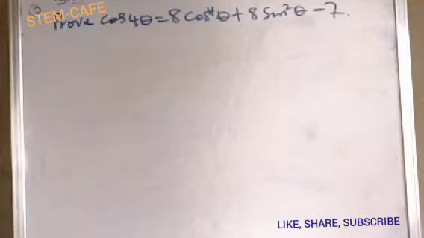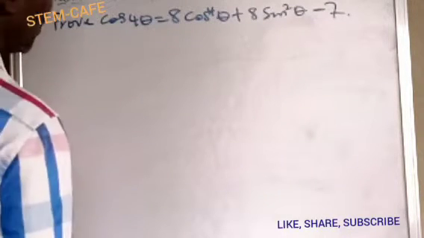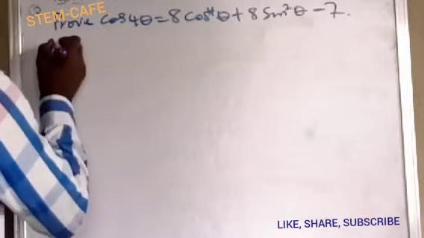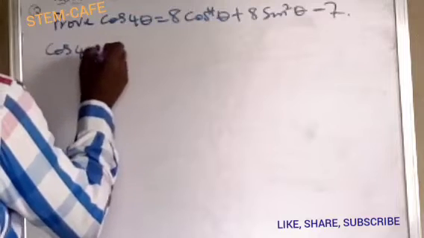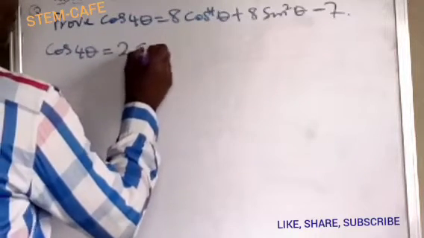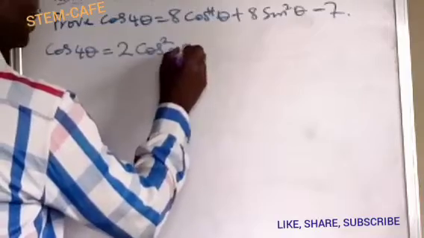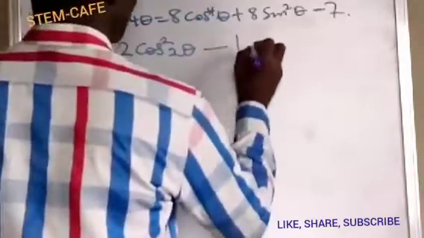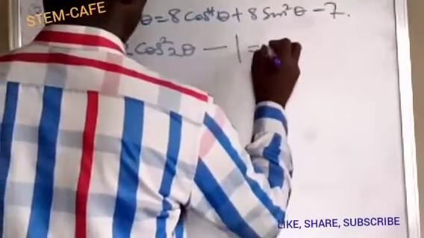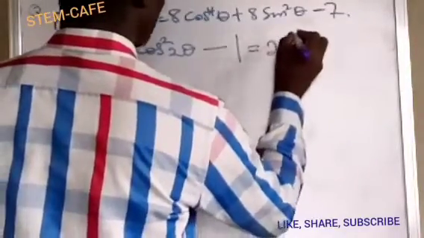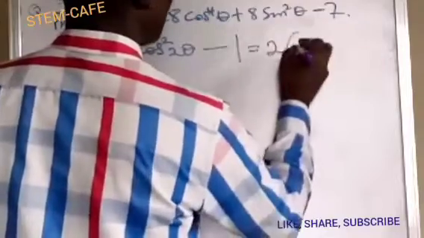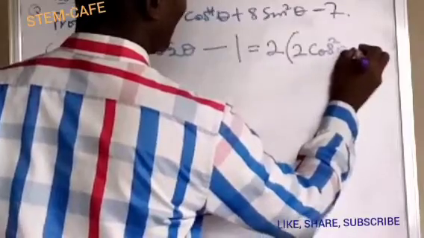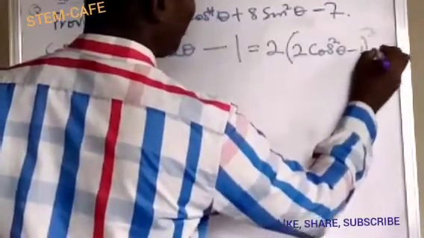Prove cos 4 theta equals 8 cos raised to power 4 theta plus 8 sin square theta minus 7. Cos 4 theta will be equal to 2 cos square 2 theta minus 1. And this will give me 2 into 2 cos square theta minus 1 all squared minus 1.